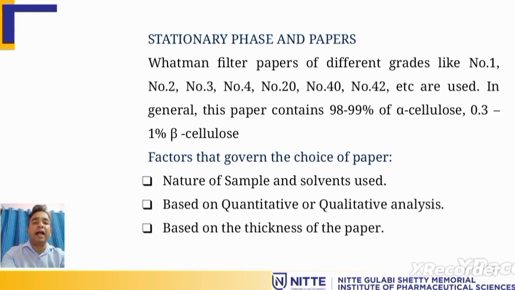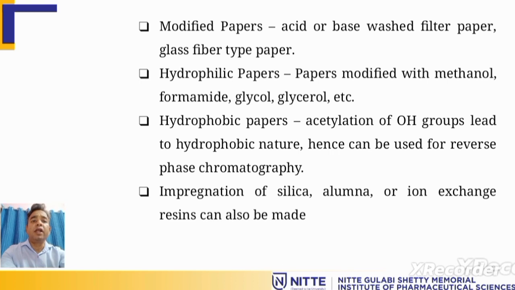In general, this paper contains 98 to 99% of alpha cellulose and 0.3 to 1% of beta cellulose. What are the factors that govern the choice of paper? The paper is chosen based upon the nature of sample and solvent to be used, whether it is for qualitative or quantitative analysis, or based on the thickness of paper. So what are the different types of paper? So we have modified paper, hydrophilic paper, hydrophobic paper, and impregnation of silica, alumina or ion exchange resin can also be made. So look here, when we are choosing the paper, we must look into the nature of the compound that is going to be separated. Depending upon the compound, you have to choose the paper and you have to choose the mobile phase.